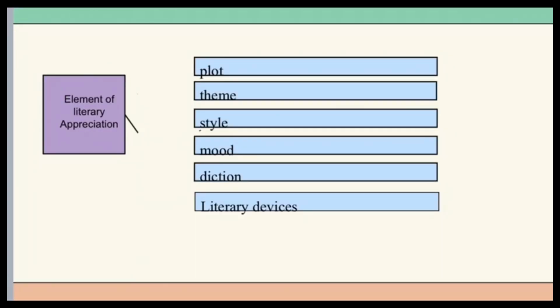And next, the elements of literary appreciation. There are 6 elements: first, plot, theme, style, mood, diction, and literary devices.